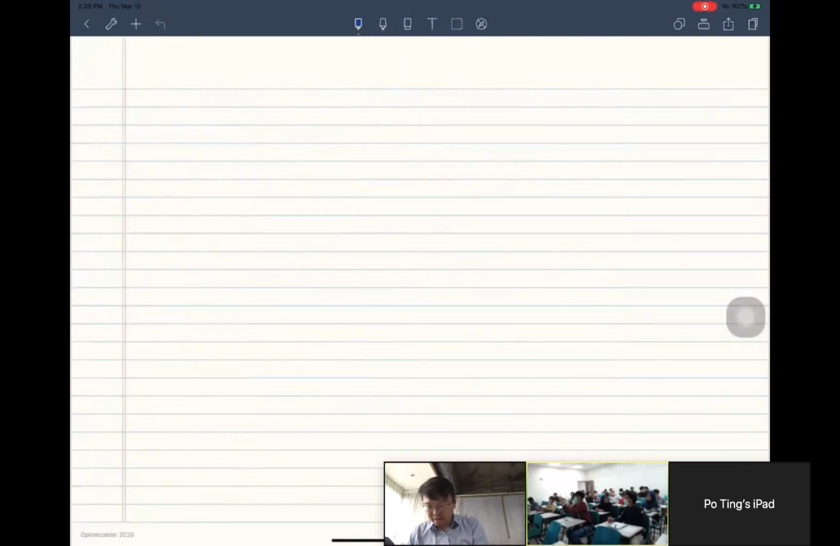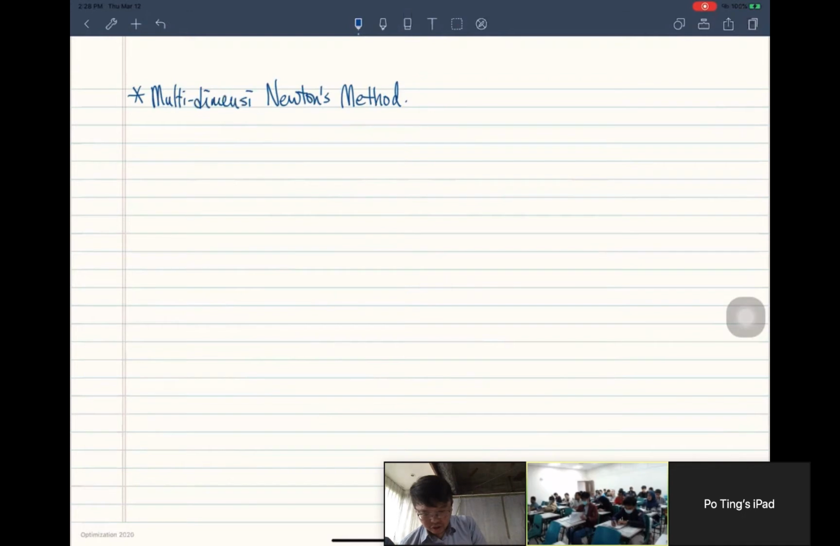Let's work on 3D Newton's method. Okay. So basically, why 3D? It's not just 3D. It's multi-dimensional. So I should make a correction. It's not 3D. It's multi-dimensional. So it can be any number of dimensions.